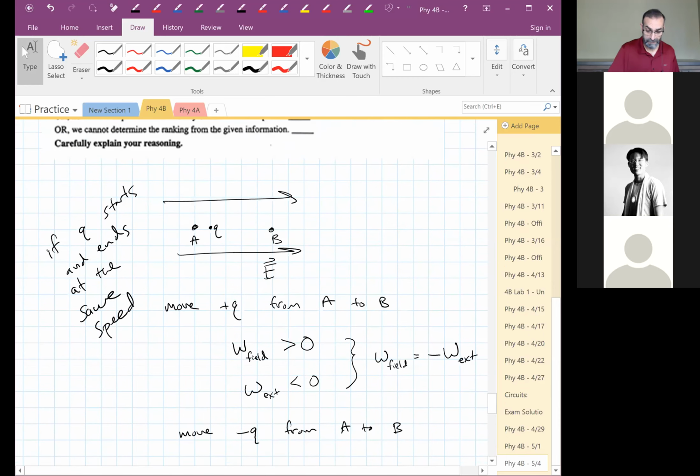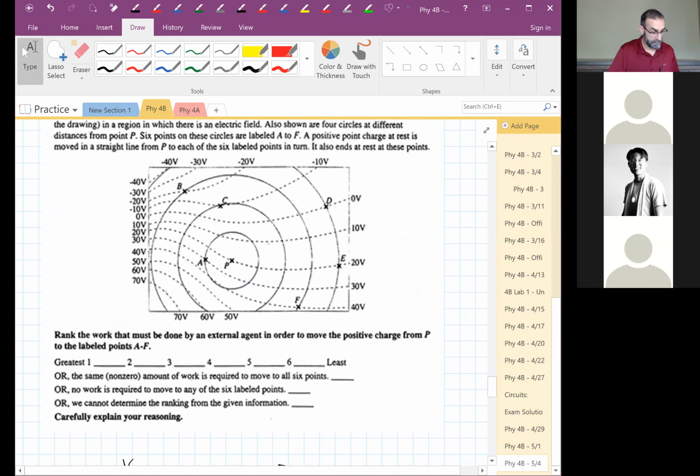Hey, Professor, I have a question. So the work done by the field and the external force equals 0. Is that right? Is that what we should use here to calculate? Yes, if the particle starts and ends at the same speed. Oh, I didn't see the same speed. Yeah, if it starts and ends at the same speed, then there's no change in kinetic energy, so the net work has to be 0. Work-kinetic energy theorem. If it starts and ends at different speeds, then that's not true anymore. Thank you.